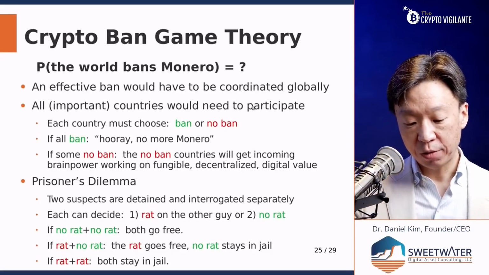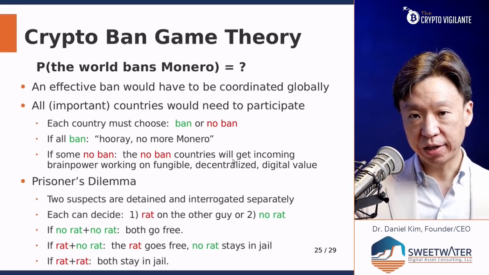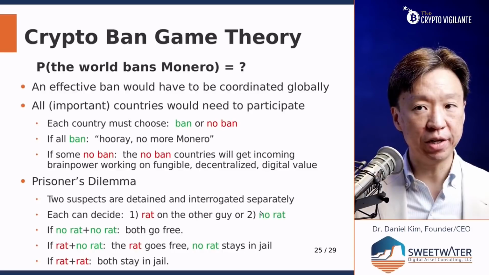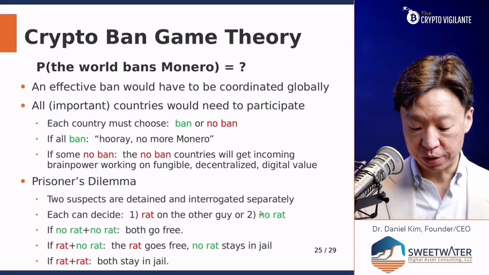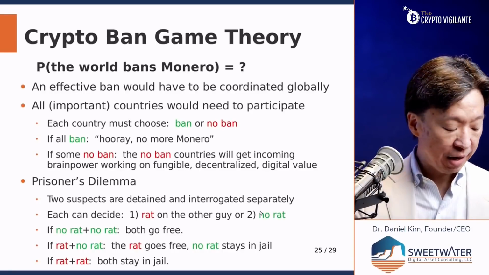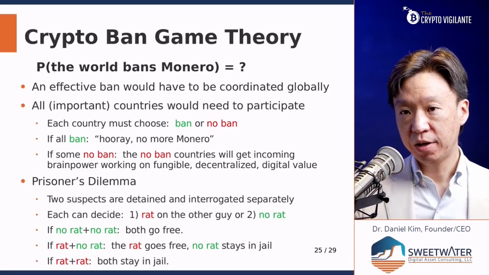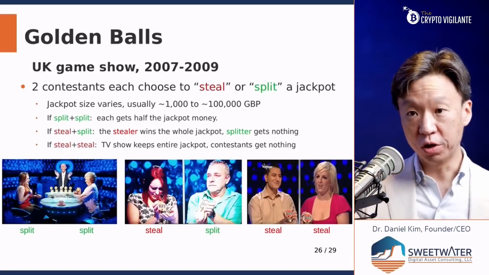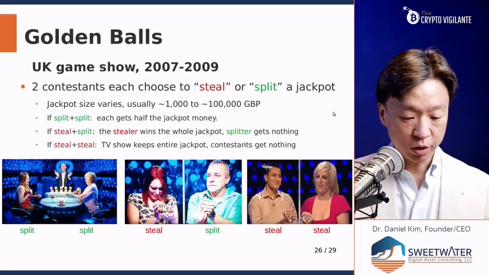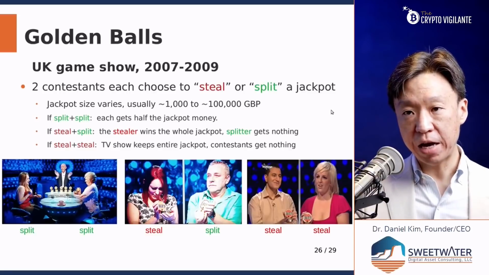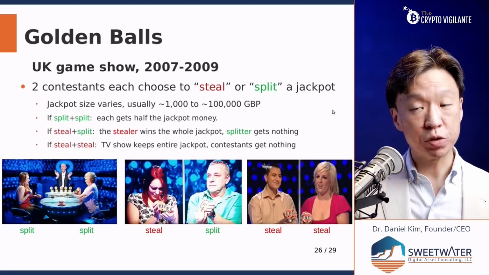Okay, so I'm pointing out that a global ban on Monero is kind of like the prisoner's dilemma, but is there any more real-world data that we can use to put a little more light on this question? And the answer is yes. It turns out that in the 90s, there was a game show called Golden Balls. You can go on YouTube and watch some episodes of this, but basically the end of every episode of Golden Balls was a prisoner's dilemma.